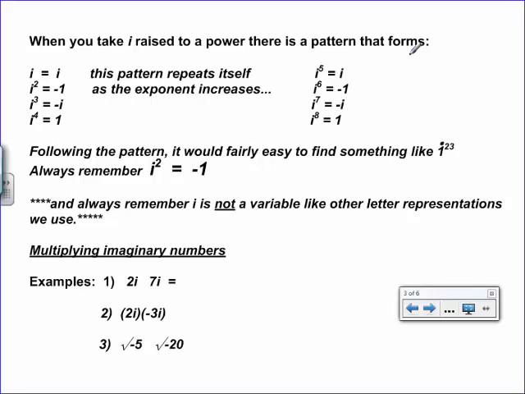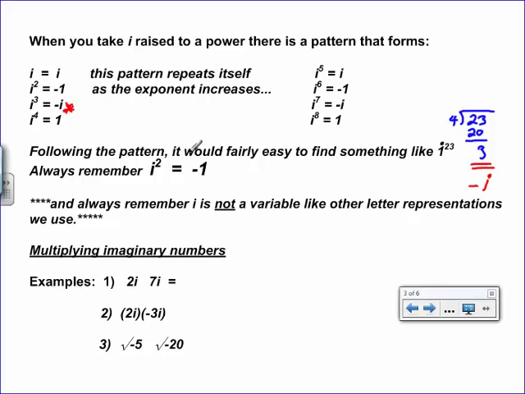So following that pattern, if you wanted to find what i to the 23rd power is, the technique I use is, because it goes in cycles of 4, simply divide the power by 4. And whatever this remainder is here, 3, go over here and count down to the third in the pattern. So it goes i, -1, -i. So this would be what i to the 23rd is equal to: -i.